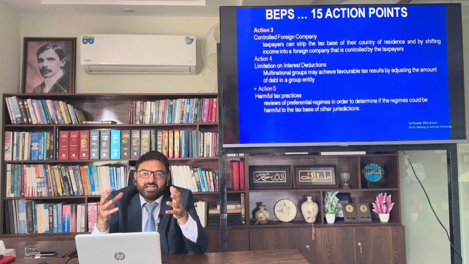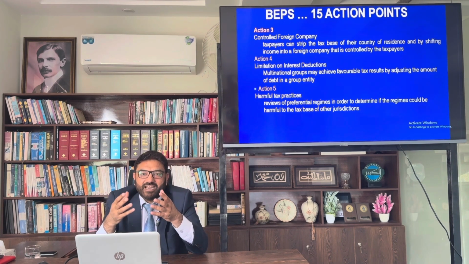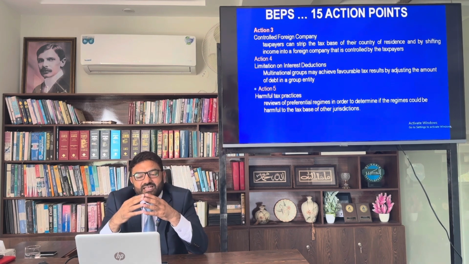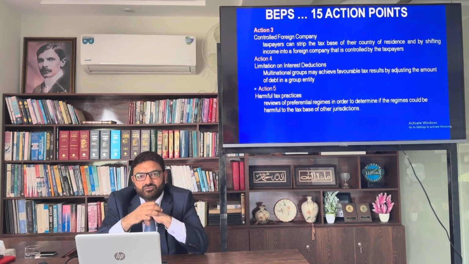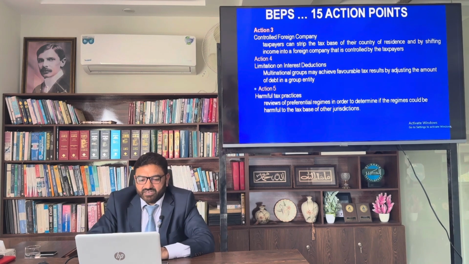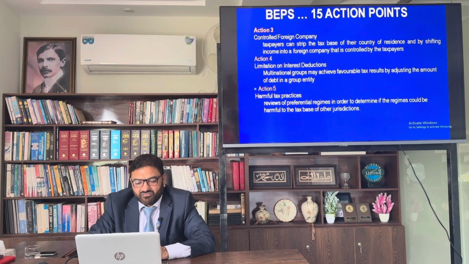Therefore, subsidiary companies are claiming more debt service expense, and the income reduces, and they come in the low slab of taxes. And Action 5 is harmful tax practices.